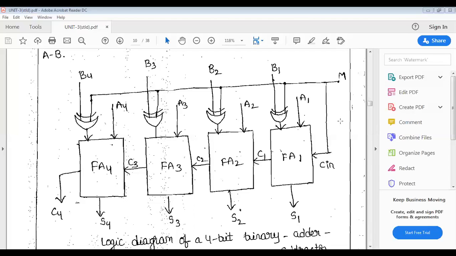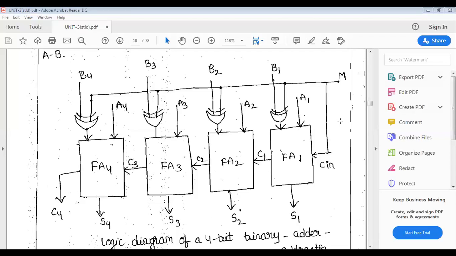And carry is C2. Then the C2 is connected to the next full adder, naming it as full adder 3. Full adder 3 is taking another 2 bits of A and B, A3 and B3. So the exclusive OR gate has one input B3 and another input M. We are performing the addition operation.